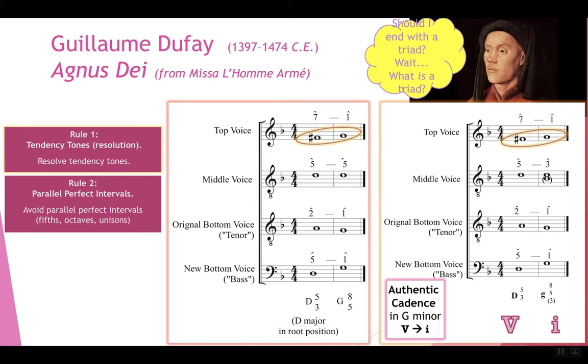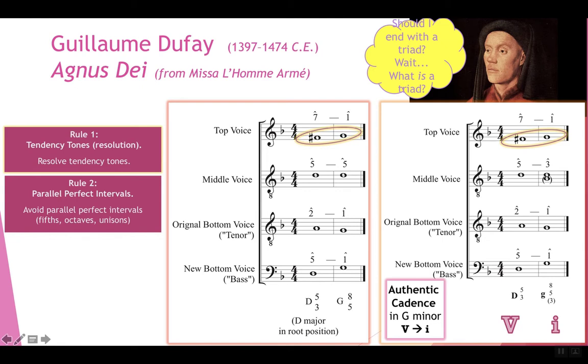Rule number two, parallel perfect intervals. According to our later rules, he shouldn't have any parallel perfect fifths or octaves or unisons. It would be interesting if he did have them, like we saw in the Perotin piece that had them all over the place. In the previous presentation, we saw that, and I think that's kind of cool. But at this point in time, composers are really avoiding parallel fifths and unisons and octaves, and we still do that today in classical music. So let's check what he's doing here.